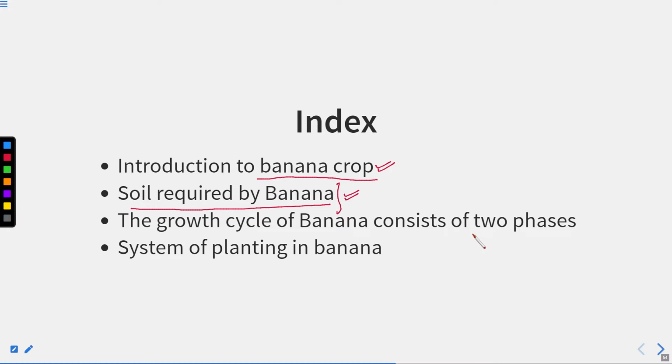The growth cycle of banana consists of two phases, right? The vegetative and reproductive phases are the two phases of the banana. So that also we are going to discuss in this topic. And the system of planting in banana. There are many different types of system of planting, so that also we are going to see in this session.